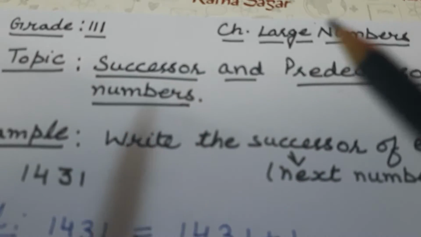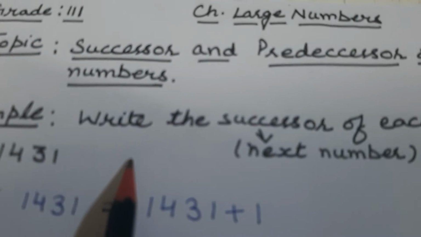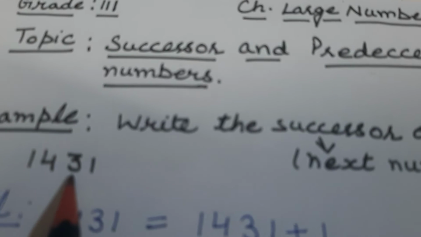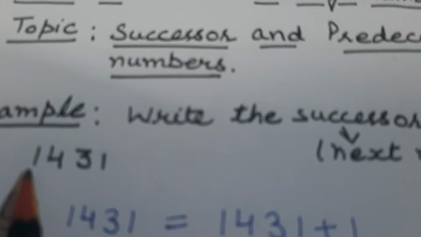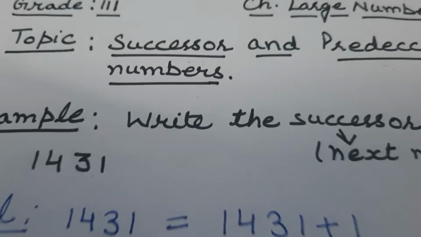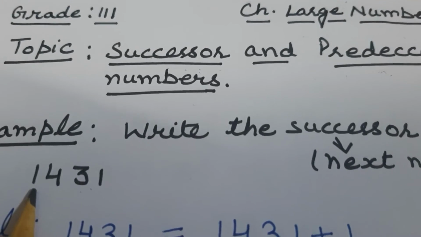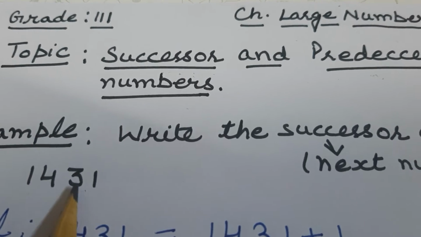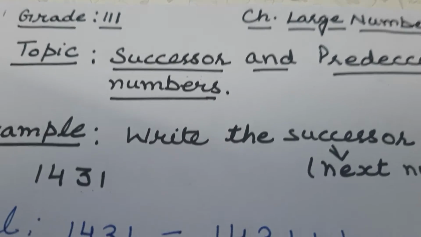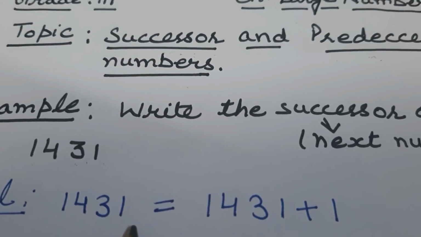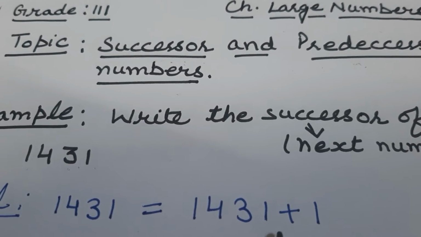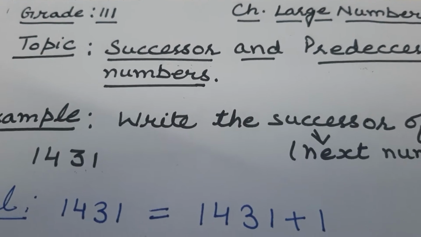Okay, so let's start. I am taking one example here. Write the successor of the number. This number is given. First of all, try to read this number. This is 1431. So write down 1431. Now we want to write its successor, because this is a bigger number.